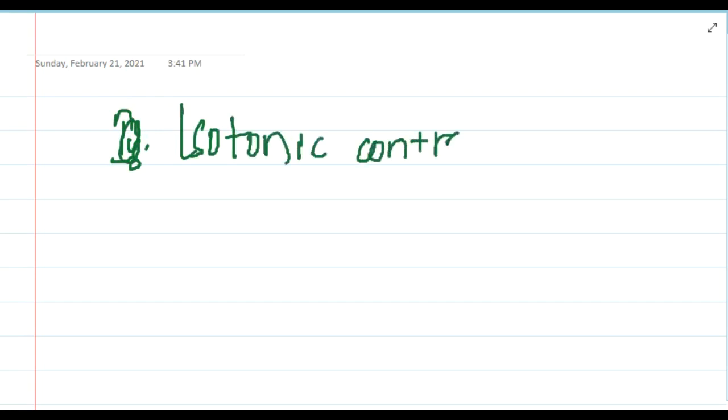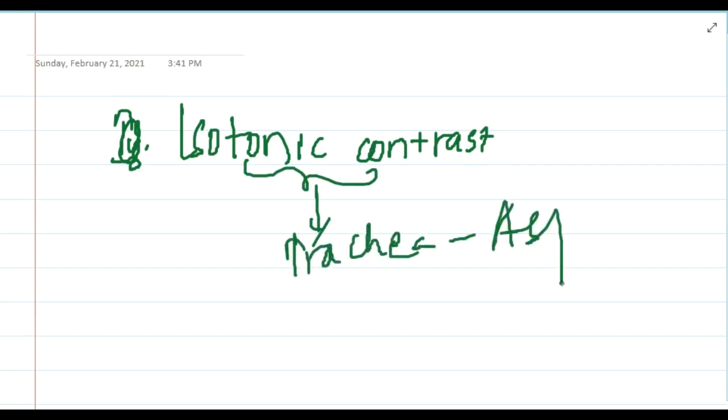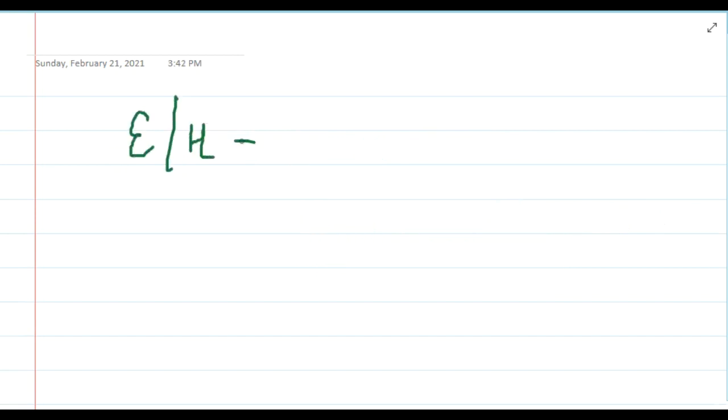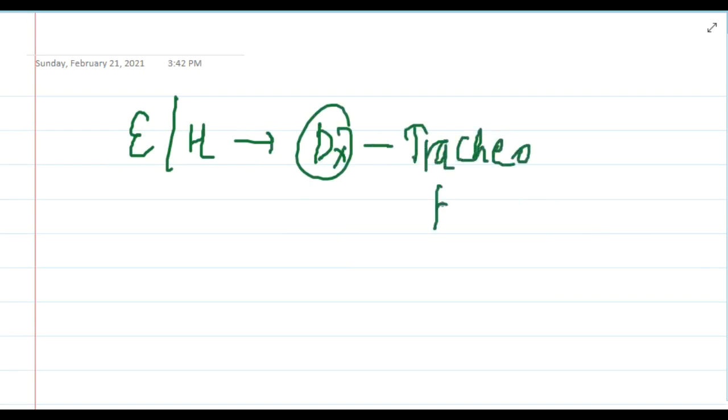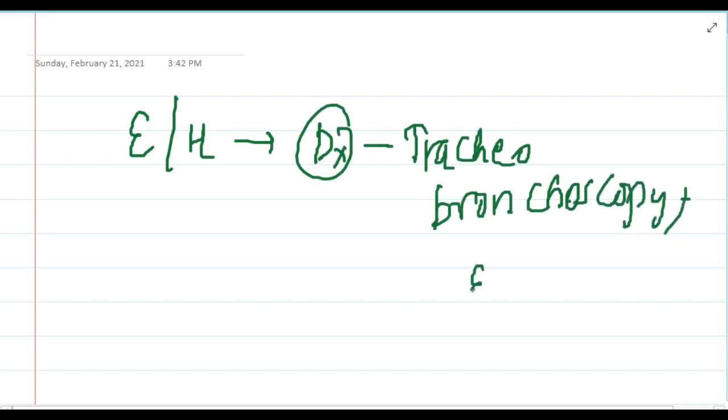We can also diagnose this fistula by using isotonic contrast, but nowadays this has been discouraged for diagnosis of tracheoesophageal fistula, because if this contrast enters the trachea, it can result in aspiration. So we are not using this approach. For type E or H type of fistulas, we will diagnose by tracheobronchoscopy, with the help of endoscopy we can diagnose this condition.